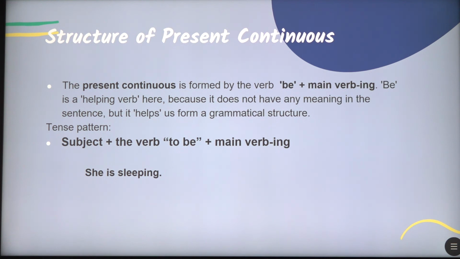An example here is she is sleeping. So we've got the third person singular and the verb to be has its form is, and then the main verb plus ing.